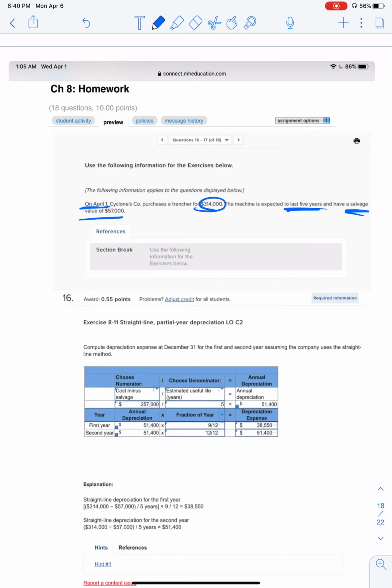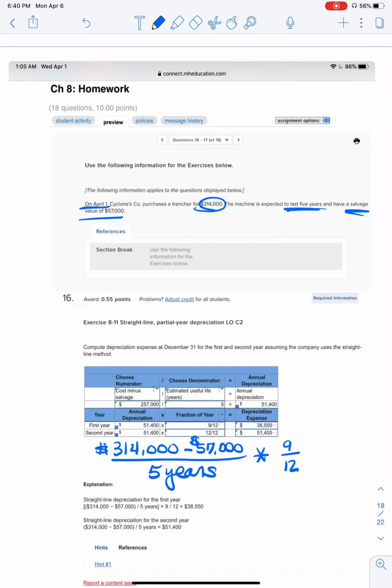What that means is that since I'm using straight line depreciation, I'm going to have to account for that date. So I did not own this machinery for the entire year, which means that first year's depreciation is only for a partial year. So in this case, I'll take my cost of $314,000, back out my salvage value of $57,000, divide that by 5 years, and multiply this by 9 months divided by 12 months.